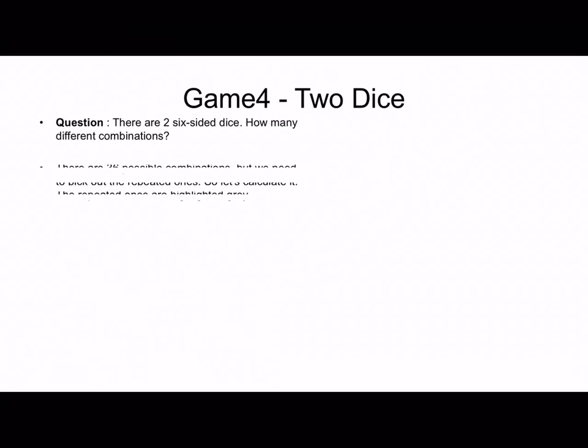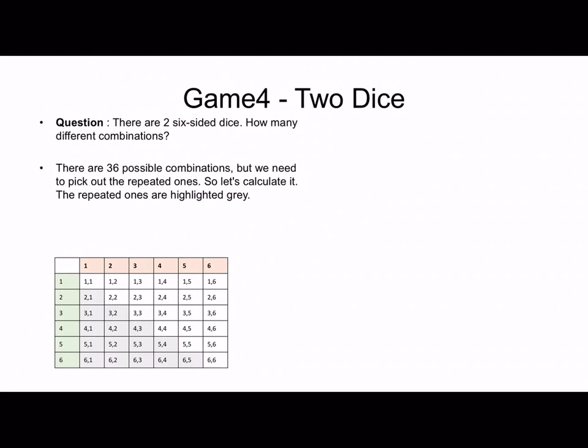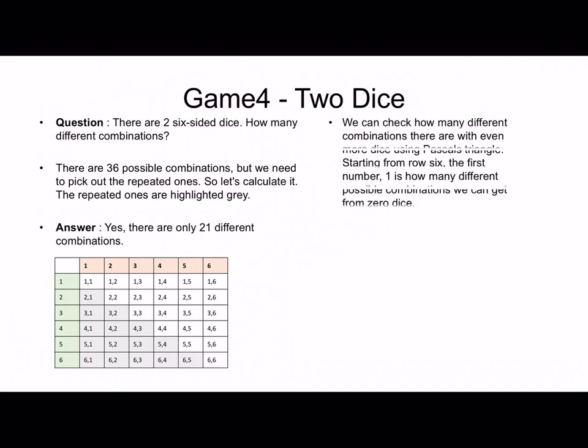This is my fourth game using 2 dice. So here is the question. There are 2 6-sided dice. So how many different combinations? There are 36 possible combinations. That is correct. But we need to pick out the repeated ones. So let's calculate it. For my game, I'm using red dice and green dice. So if we list out all the combinations, then there are only 21 different combinations.